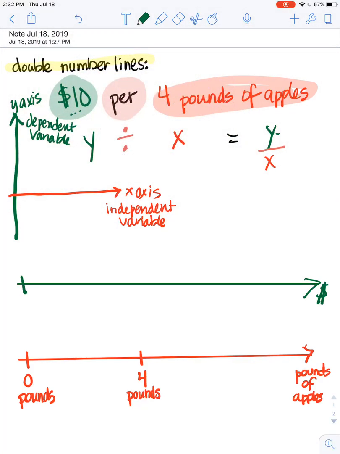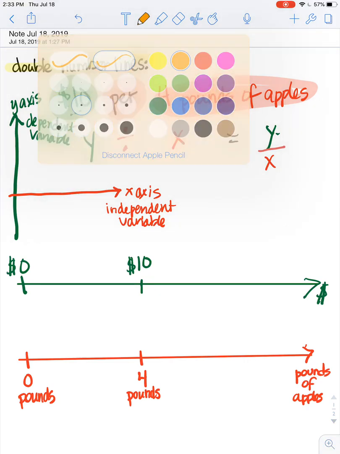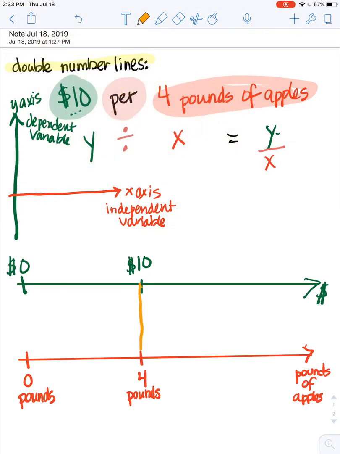And up here, we know if we buy 0 pounds of apples, it's going to cost us $0. In fact, I'm going to do this up above because it works better. So it's going to cost us $0. And if we buy 4 pounds of apples, it's going to cost us $10. These are lined up for a reason. They are basically the same thing: 4 pounds, $10. 0 pounds, $0.